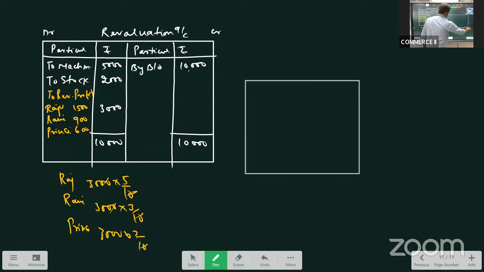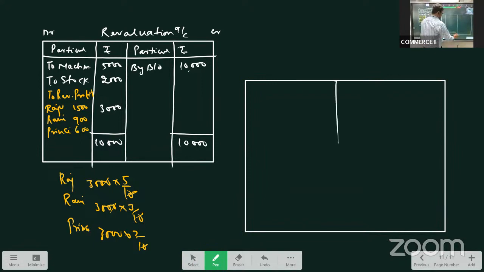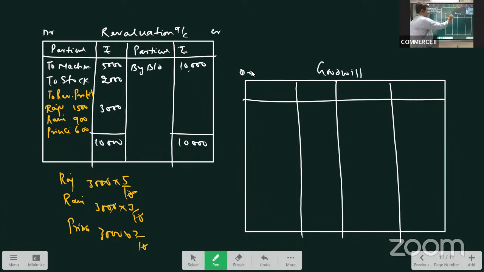The goodwill account. Goodwill is raised and written off. Raised in old profit sharing ratio, credited to all partners, written off in new profit sharing ratio, debited to continuing partners. So when we raise the goodwill account, we have to credit all the partners, Raju, Rani, and Prince.